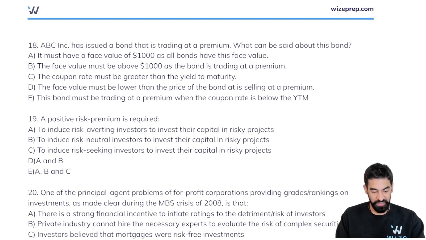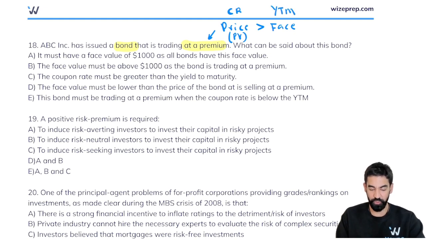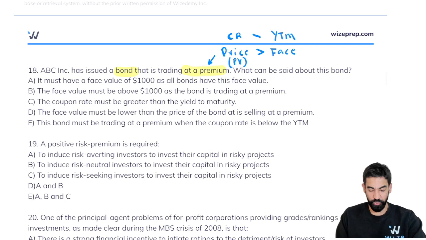Question 18. ABC Inc. has issued a bond that is trading at a premium. What does a premium mean? That means the price is higher than the face value, or lower? That means the price, or the PV, is higher than the face value of the bond, which means that the coupon rate is higher than the yield to maturity, or lower? That means the coupon rate is higher.